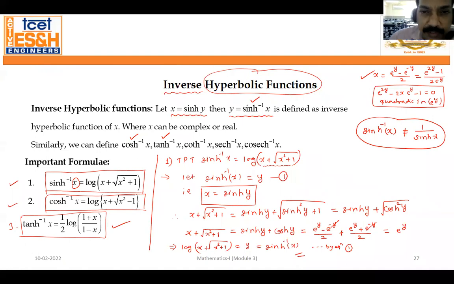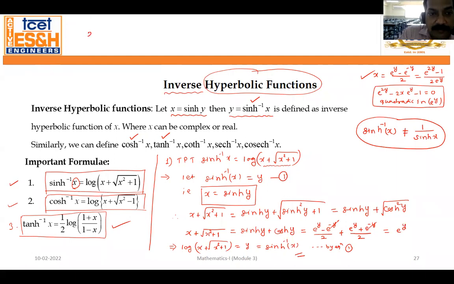Sin hyperbolic inverse of x means it is an inverse of sin hyperbolic of x. That doesn't mean it is 1 upon sin hyperbolic. So this is inverse function and this is reciprocal function. Both are different. Okay, but बाकी function के लिए ये true होता है.